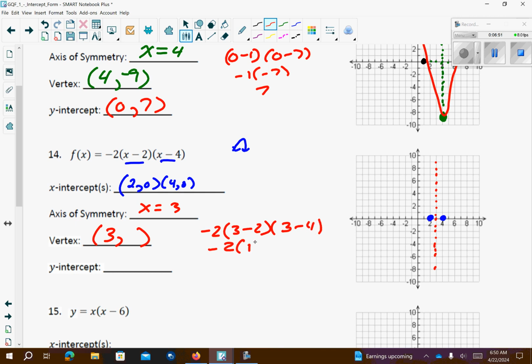So negative 2, that's going to be 1, negative 1. Multiply that together: negative 2 times 1 is negative 2, negative 2 times negative 1 is positive 2, so 3 comma 2. So we have a vertex right here.